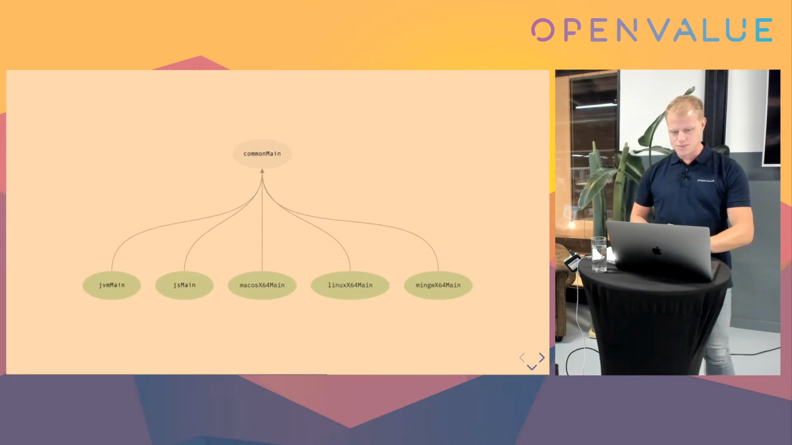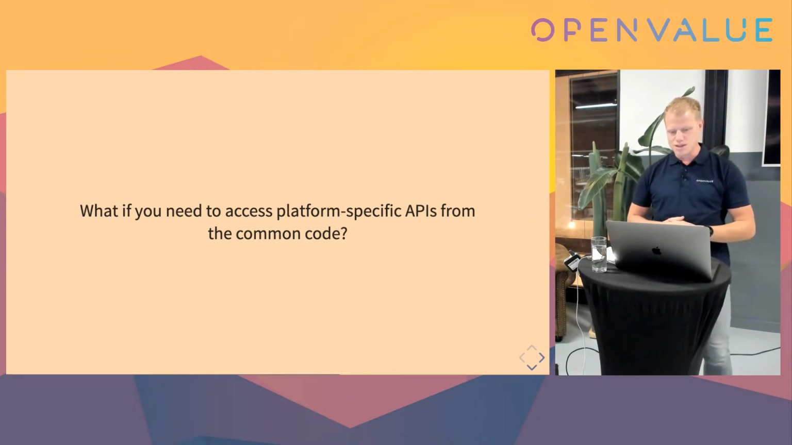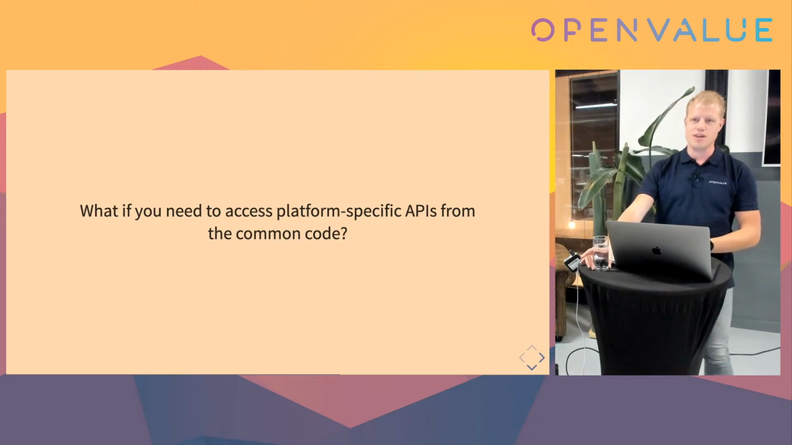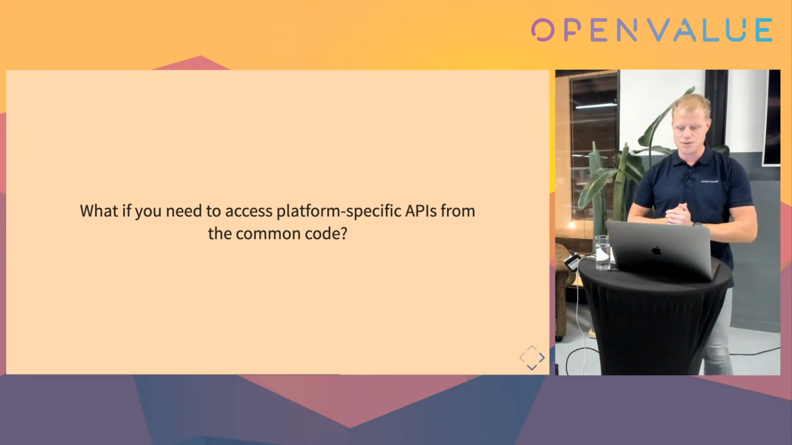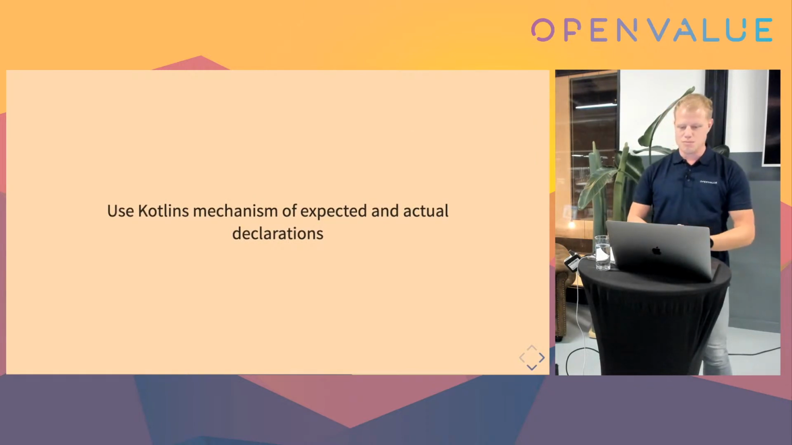So this also raises the question: what if you have platform-specific APIs that you want to access from the common code? This is something that happens quite frequently, because you cannot solve everything just within the common code. Sometimes you need some interface or some logic which is only available in the JVM code, etc. So the Kotlin folks actually have a solution for that.